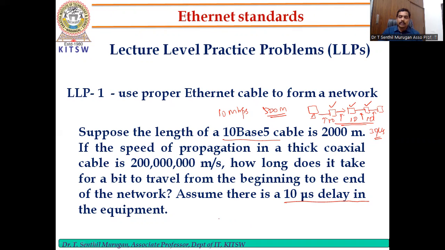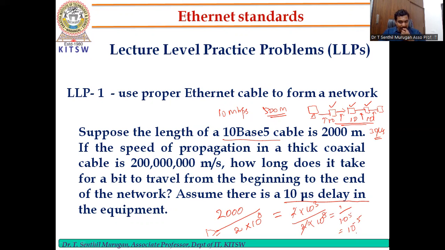So how can we calculate? Distance by speed. So 2000 meters by 2 into 10 power 8. It's the light speed, we know that already. So what is the answer? Delay equals 2 into 10 power 3 by 2 into 10 power 8. So the 2s cancel, and 1 by 10 power 5 is there. So the answer is 10 power minus 5.